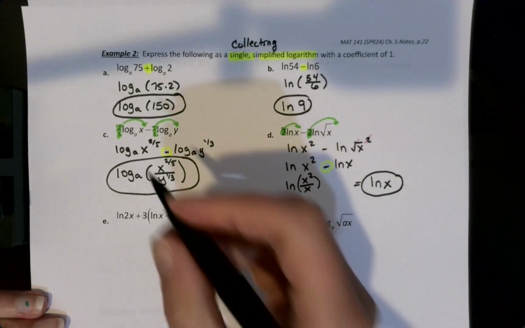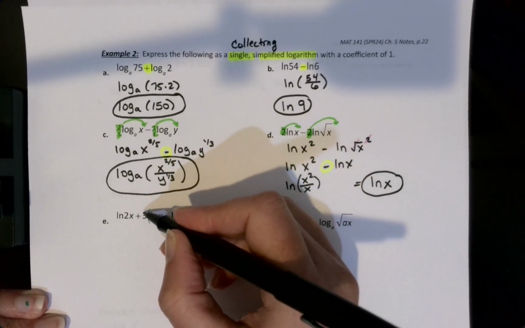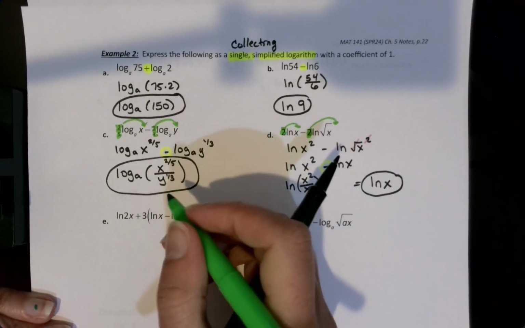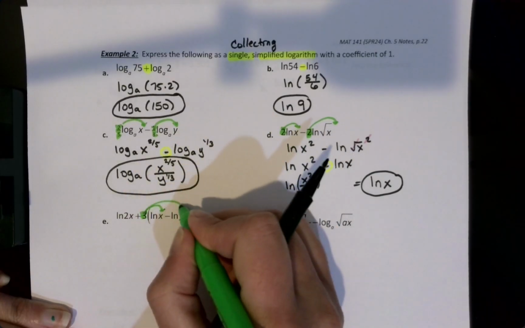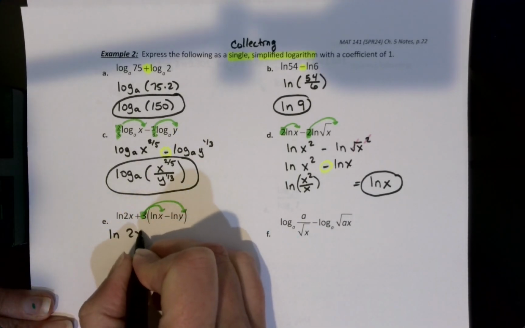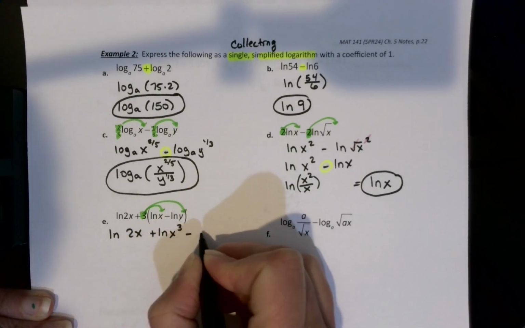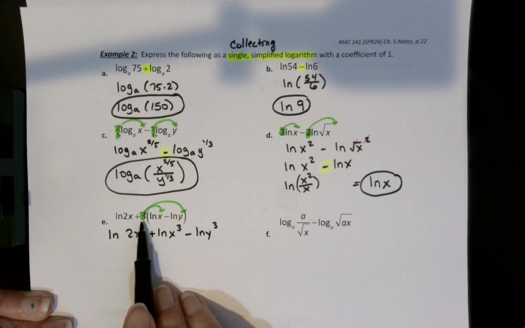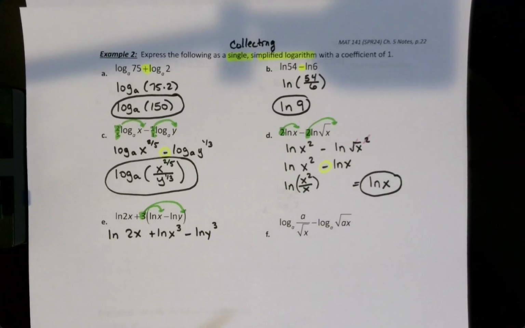In part E, I'm going to use this multiplier of 3. It does need to be distributed. While we're distributing it, can we also apply the power property? So it's going to come up as a power on both of these. So I've got the natural log of 2x plus the natural log of x to the third power minus the natural log of y to the third power. That 3 would distribute, make it 3 natural log of x minus 3 natural log of y, and that 3 is going to come up as a power in both of those.